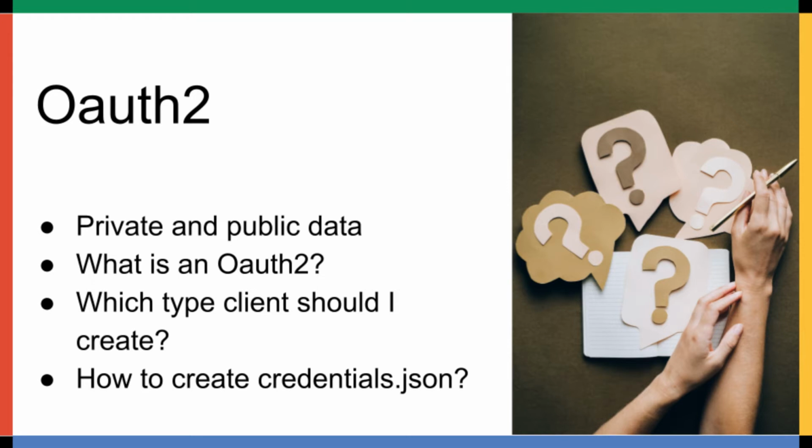Let's start with why we actually have login and passwords. By having a login and password, I can ensure that only I can access my private data. By using OAuth, we can ensure that an application can then access my private data without me having to give them my login and password.